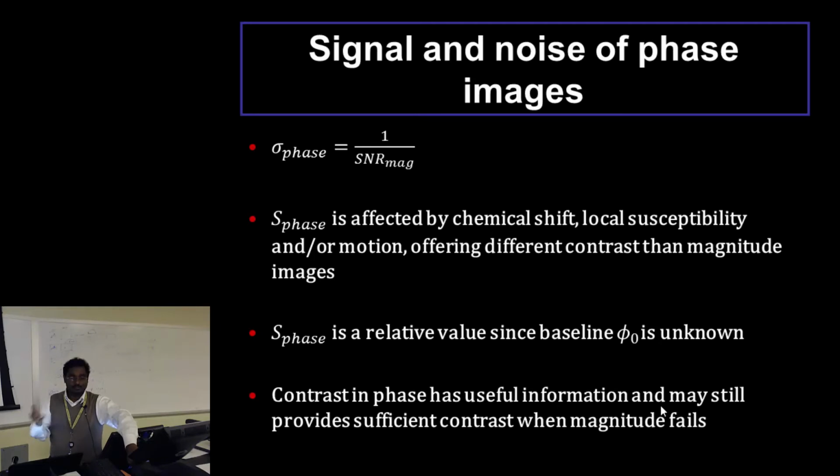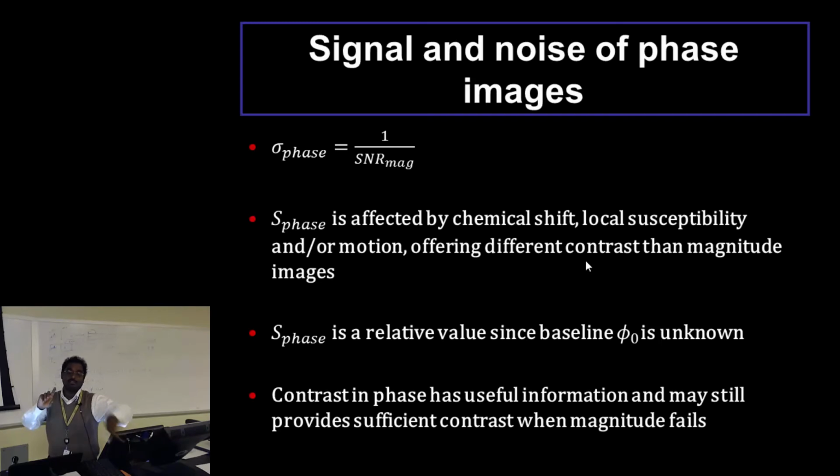One of the examples is, of course, susceptibility, that would cause small shifts in the local resonance frequency, and you would see that phase shift. And then the other one is chemical shift, which is mentioned in this slide, where you can see the chemical shift effect in the phase images.